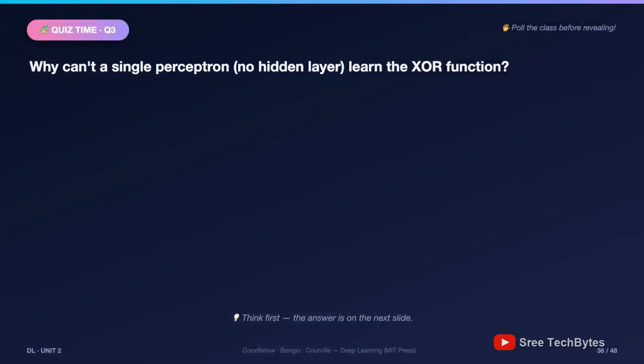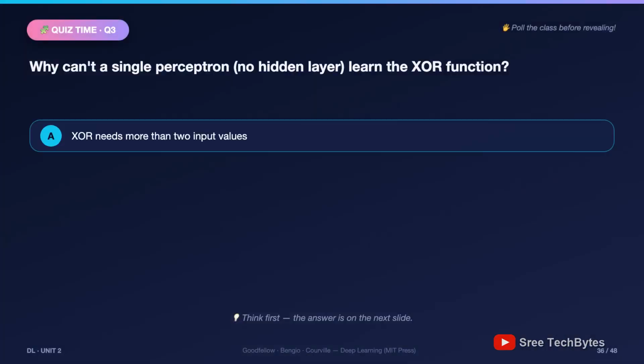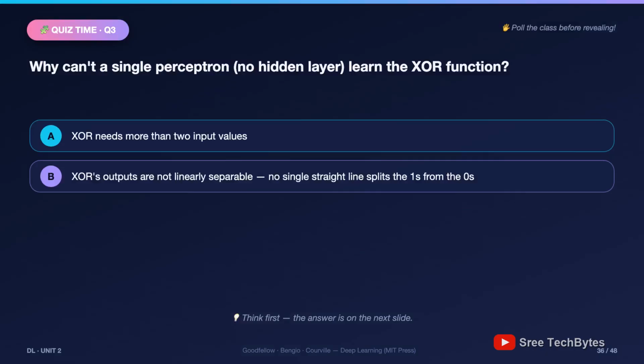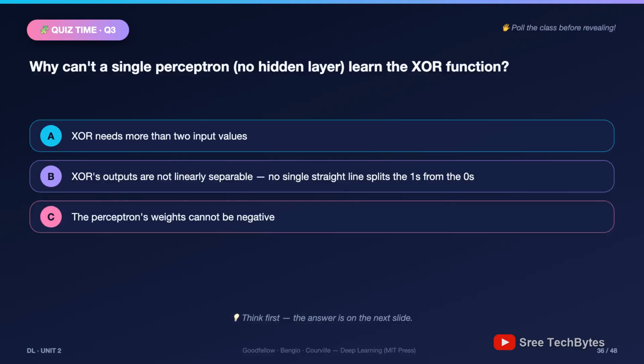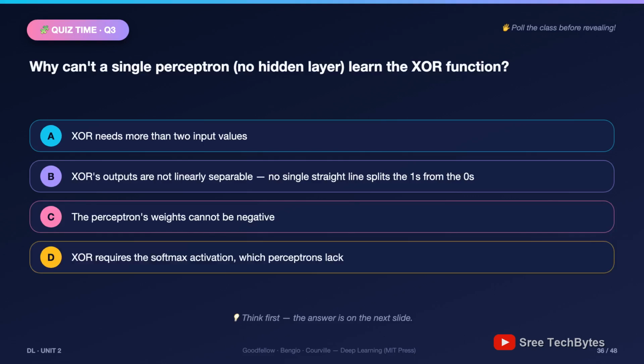Quiz 3: the historical heart of this unit. Why can't a single perceptron, no hidden layer, learn the XOR function? A. XOR needs more than 2 input values. B. XOR's outputs are not linearly separable. No single straight line splits the ones from the zeros. C. The perceptron's weights cannot be negative. D. XOR requires the softmax activation which perceptrons lack. Picture the 4 points on the grid and remember what a perceptron draws. Pause and answer.